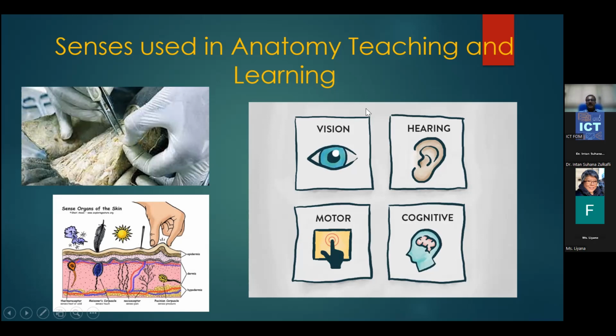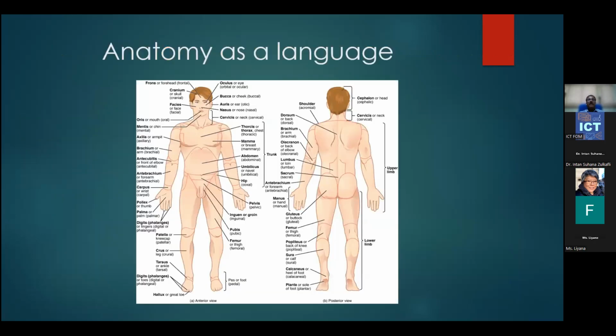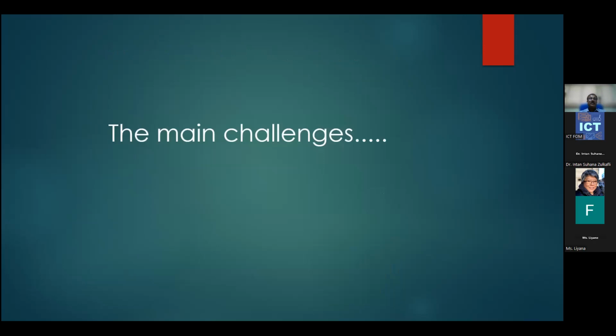So anatomy being a visual science, we use our vision, our hearing, our motor skills, including the cognitive part of our brain as well. Apart from that, anatomy is also a language where you introduce a lot of new terms. For example, ocular, buccal, oris, nasus, mental, axilla, brachium, and so on. So here the students are exposed to both the visual part of it, and also learn the language of anatomy for later clinical use as well.